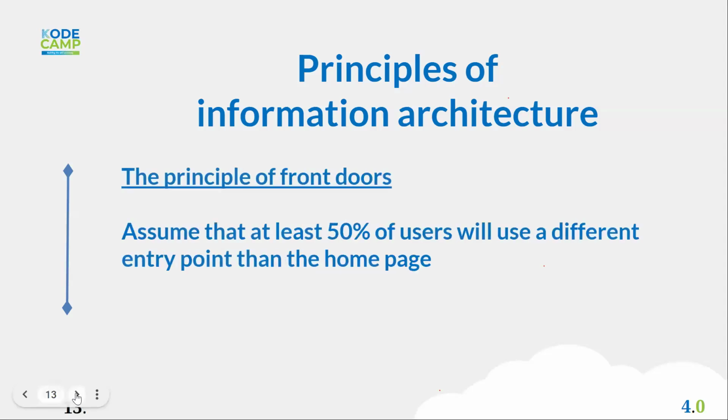Then you have principle of front door. This principle states that you should assume that at least 50% of your users will use a different entry point than your home page, which is actually true. Most people join this Zoom call by asking their friend, the friends that you have made on Discord, to send the meeting link to you, or by just saving it on your notes and you're able to navigate.